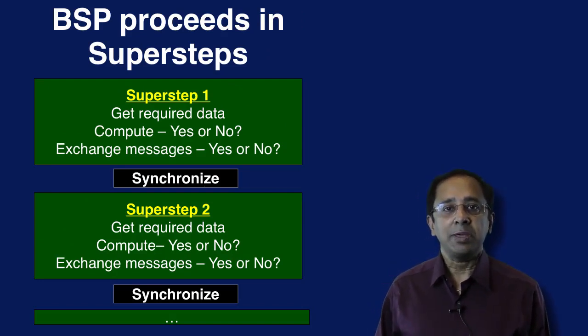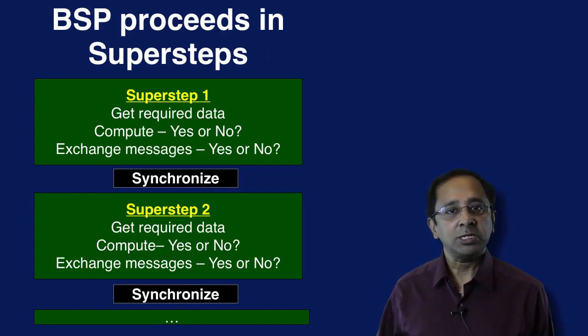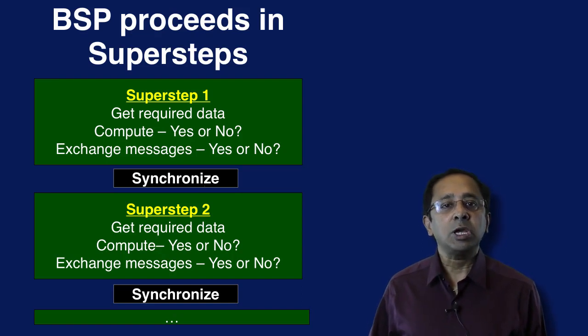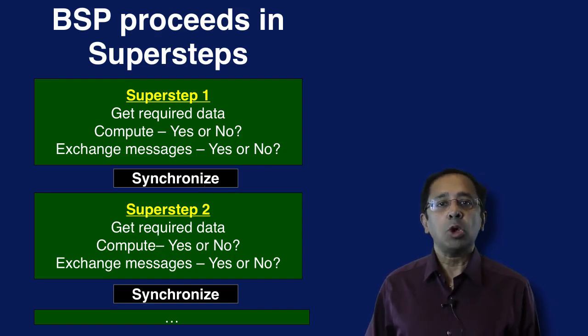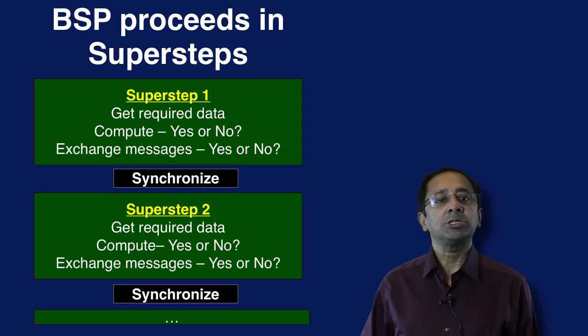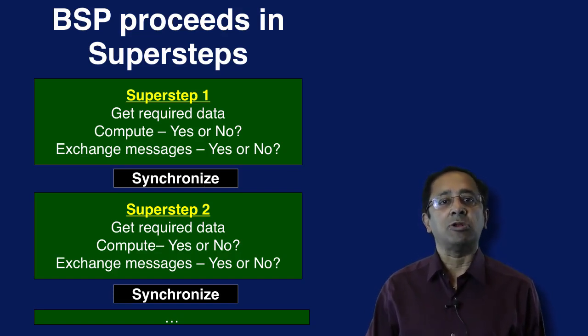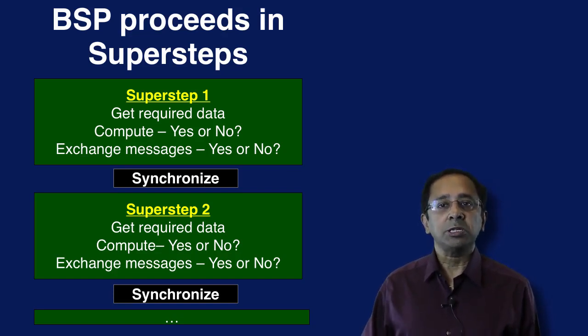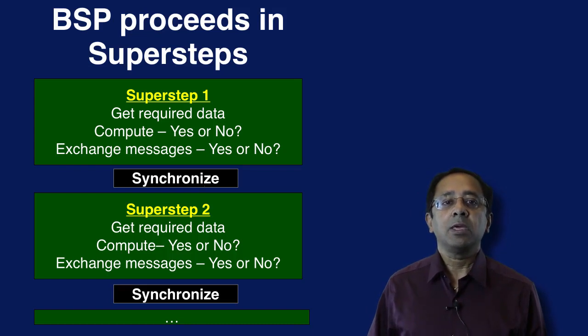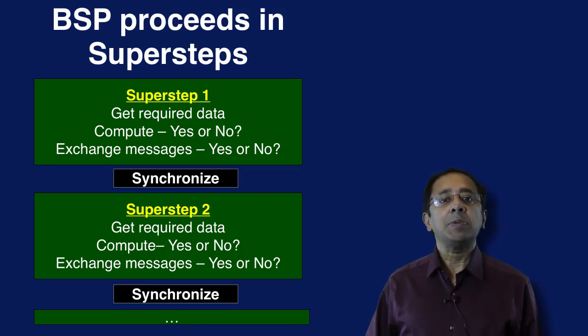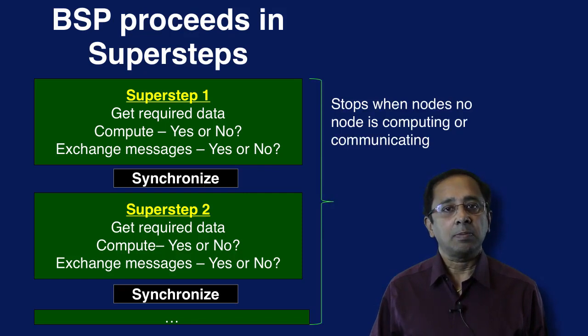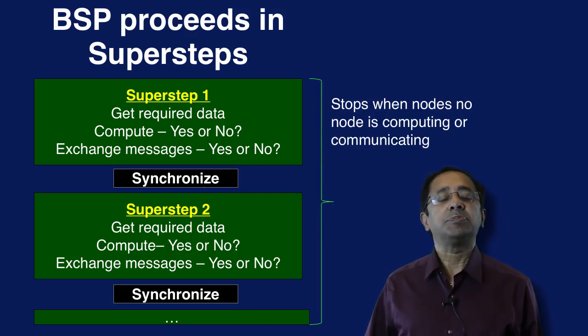In each super step, each processor will get the data if needed, perform its computation if needed, and then exchange data with the right partner. Once all the nodes are done, the system helps to synchronize. Then the next round starts. Each processor can determine if it needs to compute or exchange data. If not, it will make itself inactive. If required later, a processor can be woken up to be active again. When all processors are inactive, the computation stops.